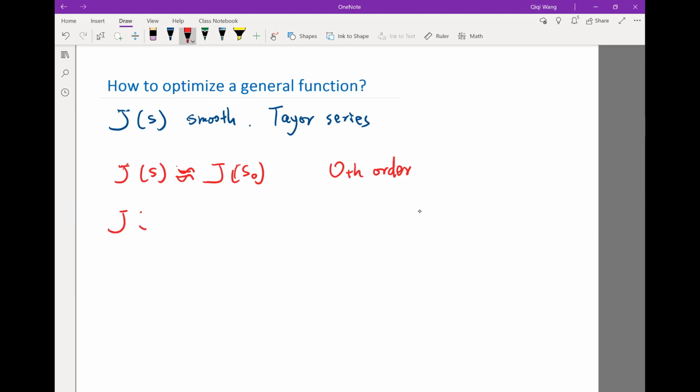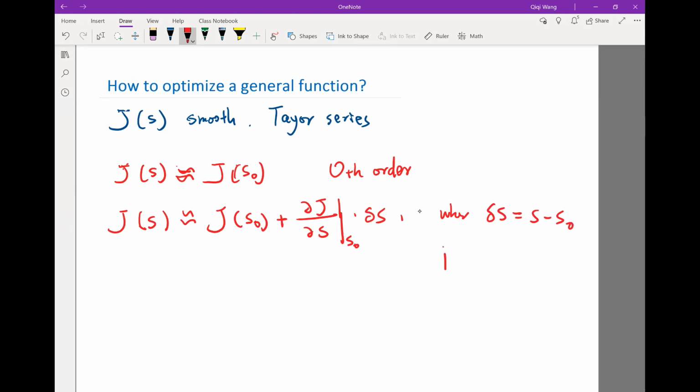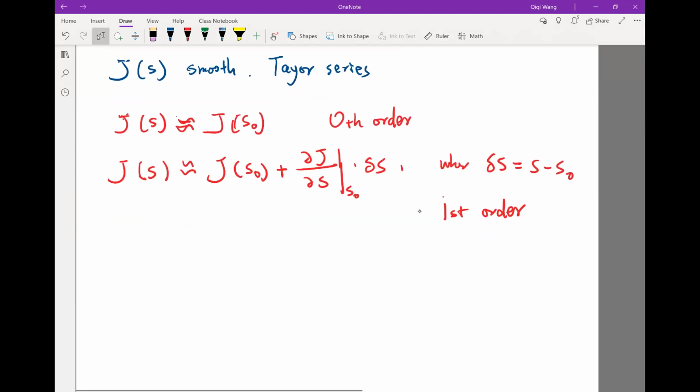So let's go to our next level. Our next level is a first order approximation: J of S0 plus the derivative of J with respect to S at S0 times delta S, where delta S is equal to S minus S0. That's a first order Taylor series approximation. Now, this is somewhat useful for optimization, because at least the function approximation varies as I use different S's. But it's not going to tell me what S is actually going to be optimal.